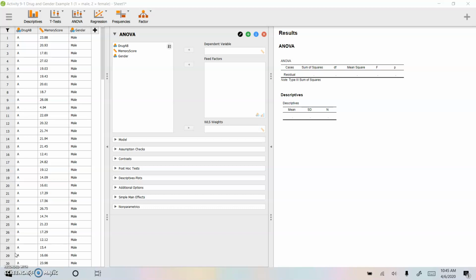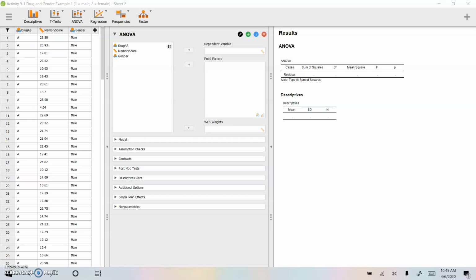Okay, so we want to know is drug A or B more effective in improving memory, right? And then also are there gender differences in memory? And then also, are those two drugs differently effective for men and women?